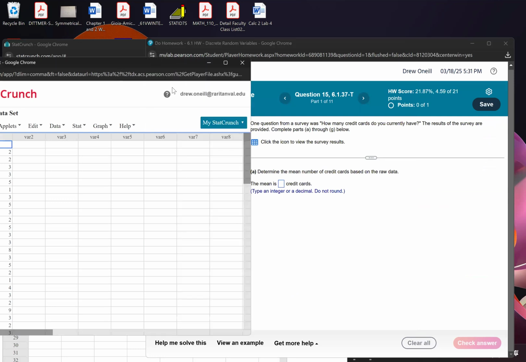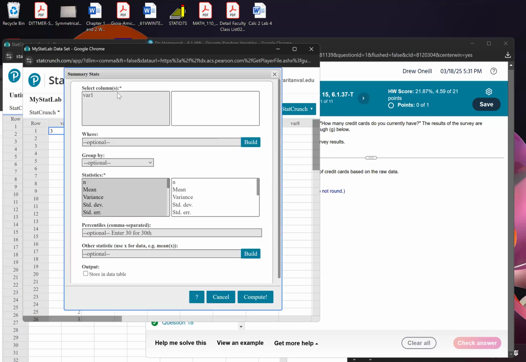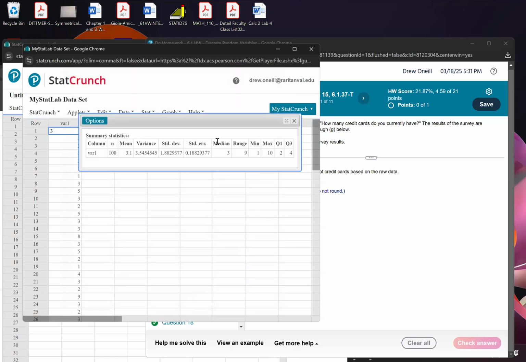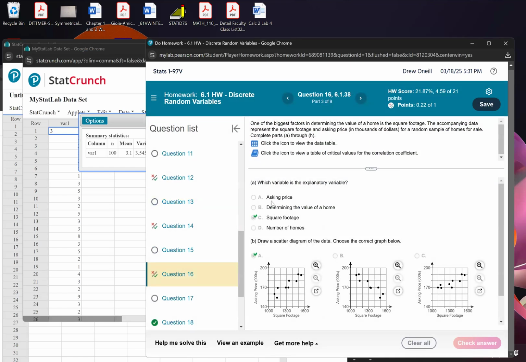So what we're going to do is just use Stat, Summary Stats, Columns, where the mean is already included. So just like that, and then boom, you get your mean is 3.1. And then the rest I'll leave to you. But just be aware you're going to want to use StatCrunch for this problem. So anything we've done could be in play.